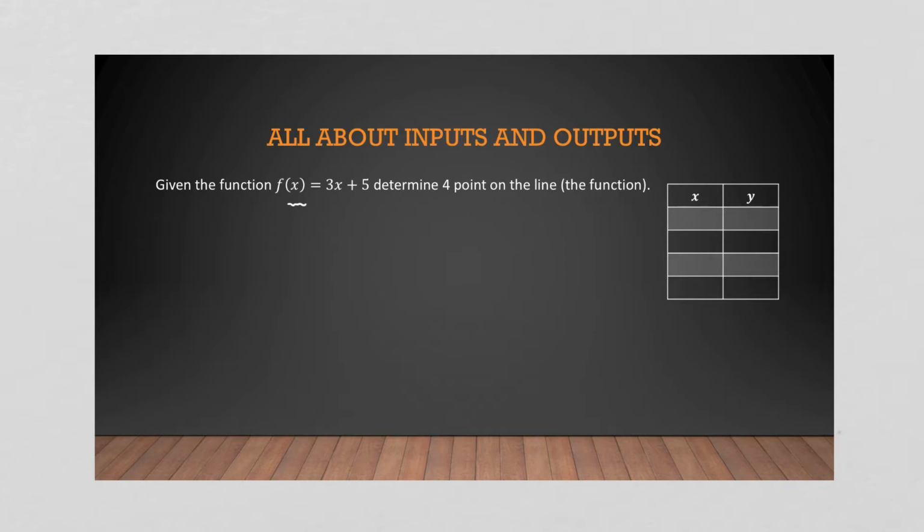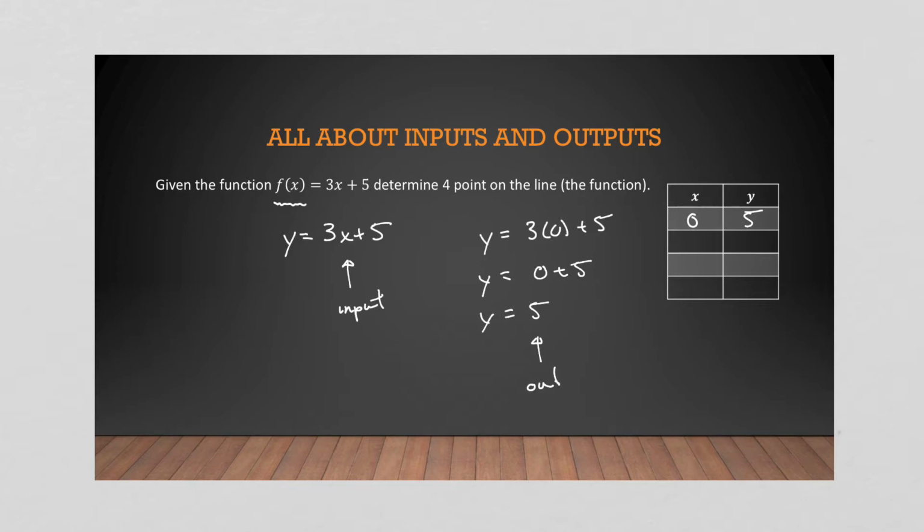F of x, we call that, instead of saying y. But they're synonymous to one another. They mean the same thing because originally when we think independent, dependent variables, this would be our input. We would input a value for x like how we did here, right? Like when x is 0, we would have y equals 3 times 0 plus 5, y equals 0 plus 5, y equals 5, right? X is our input, and then we end up with our output. And our output is our y value.